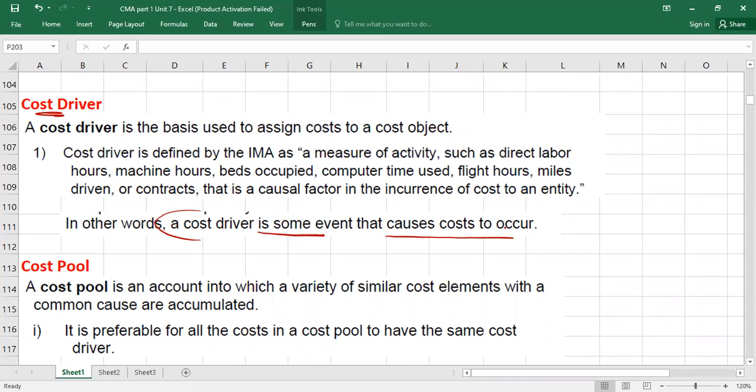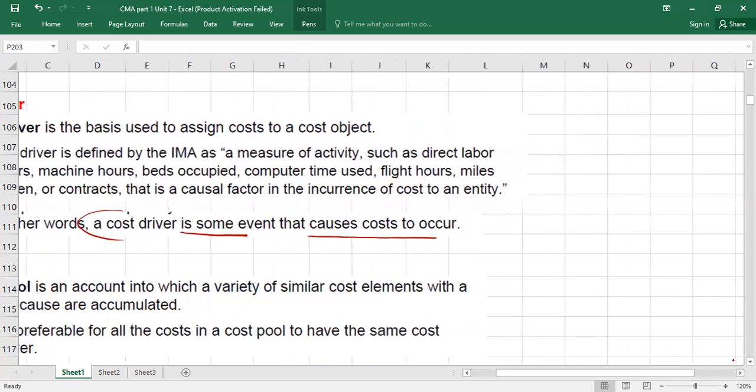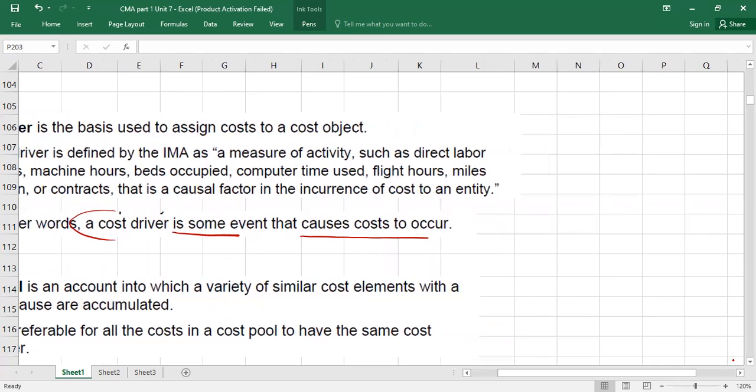For example, these are those factors which cause the cost to occur. If you have a labor cost, I'm giving you an example, what will be the cost driver for the labor cost? Maybe labor hours. Labor hour is the cost driver. Why? Because if labor works more hours, labor cost will increase. If labor works fewer hours, labor cost will decrease. It means for labor cost, what is the driver? Labor hours. Right or wrong?